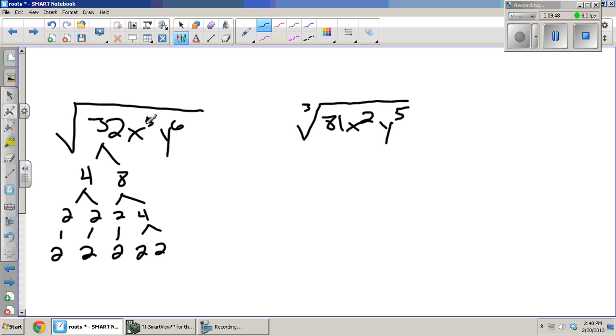But now I'm going to go ahead and list all of my variables once I get to the final step. So I have 1, 2, 3, 4, 5 x's and 6 y's.